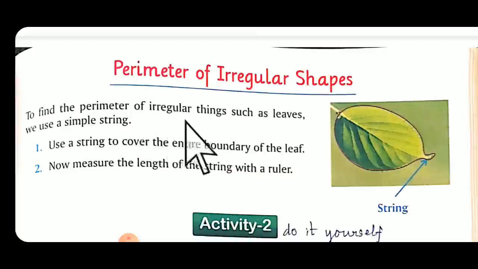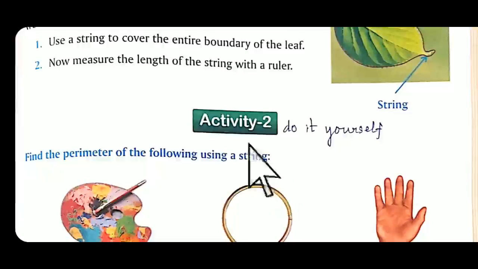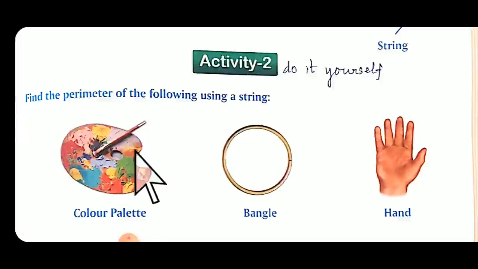To find the perimeter of irregular things such as leaves, we use a simple string. String is nothing but the thread. Use the string to cover the entire boundary of the leaf. Now measure the length of the string with a ruler. Then activity 2, do it yourself. See, the picture is given. Measure it first with the thread, then with the help of the ruler measure how much length the color palette has. Similarly, do it for the bangle as well as the hand.